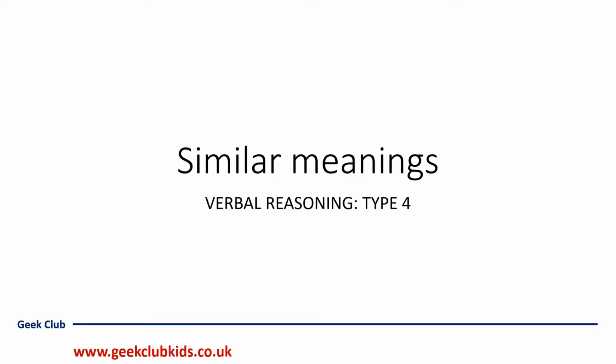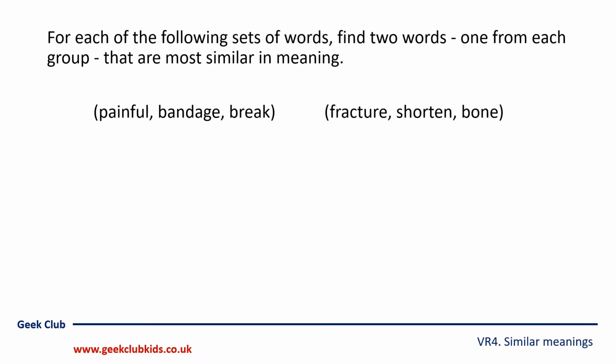In this video we're going to talk about a type of verbal reasoning question known as similar meanings. Here's an example of a question. For each of the following sets of words, find two words, one from each group, that are most similar in meaning. You'll see here that we have two groups of words.